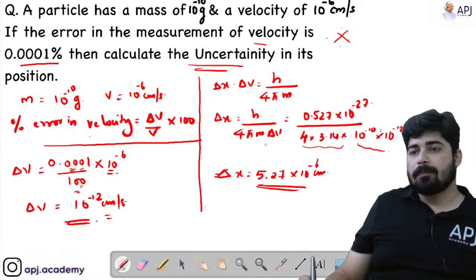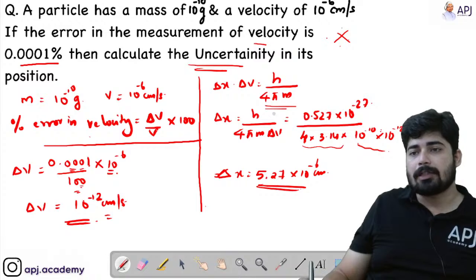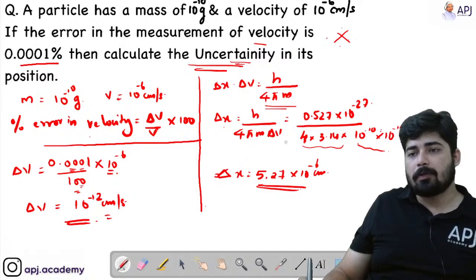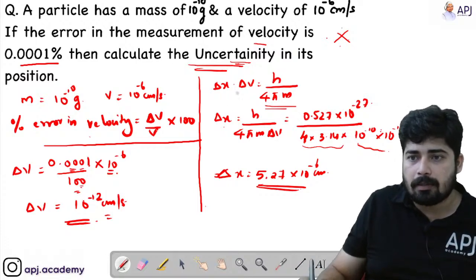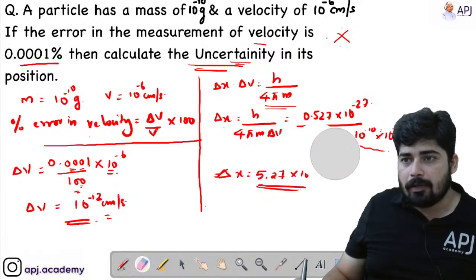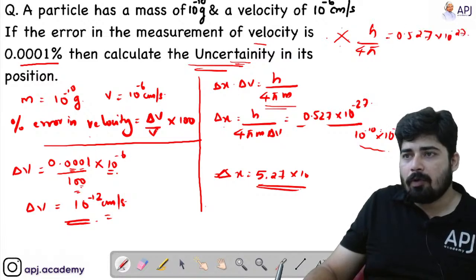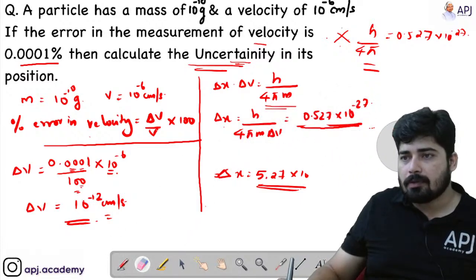Hope this is clear, students. What we have done is: we know the equation delta x into delta V equals h by 4 pi m, and we are asked to calculate the uncertainty in position. So h by 4 pi m into delta V. Here I made a mistake. This is not required, because we already found that h by 4 pi is equal to 0.527 into 10 raised to minus 27. Now we only have to write these two values.